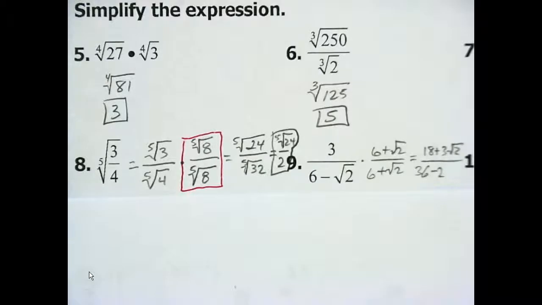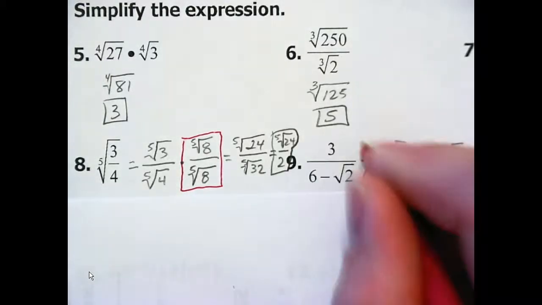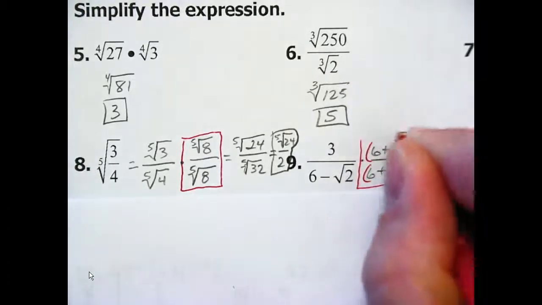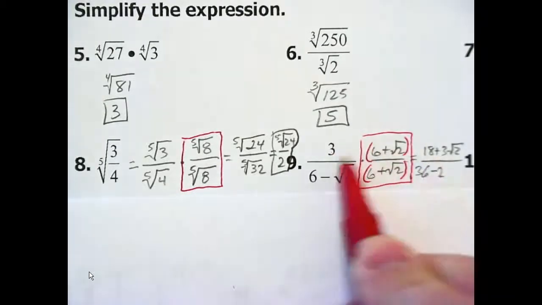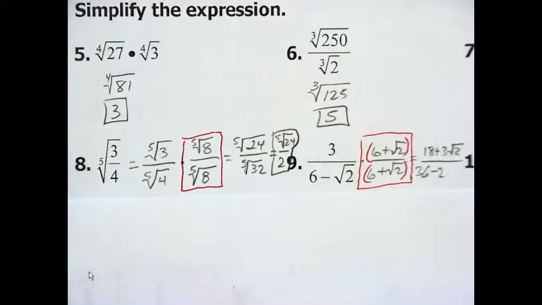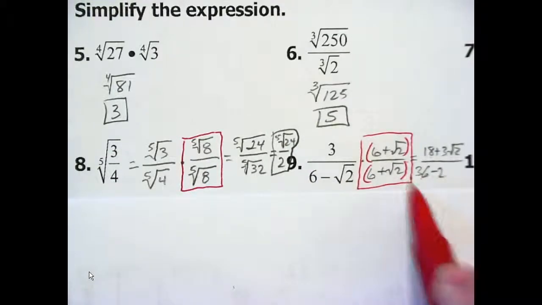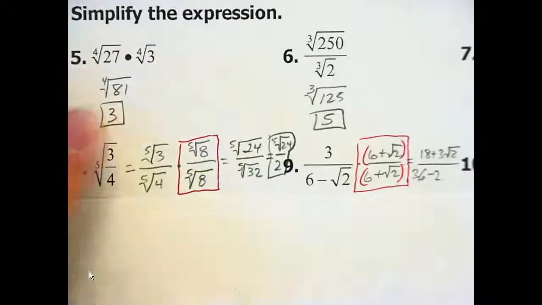Number 9, you multiply by this conjugate. Now keep in mind that when you do that, here's your special number 1. There's really parentheses holding that together. So when you go 3 times this, it has to be 3 times root 6, which is root 18, and then 3 times root 2, which is 3 root 2. And then you get root 6 squared, 36, and root 2 squared is 2. Difference of two squares. So root 18 plus 3 root 2 over 36 minus 2, that actually is root 18 plus 3 root 2 over 34.